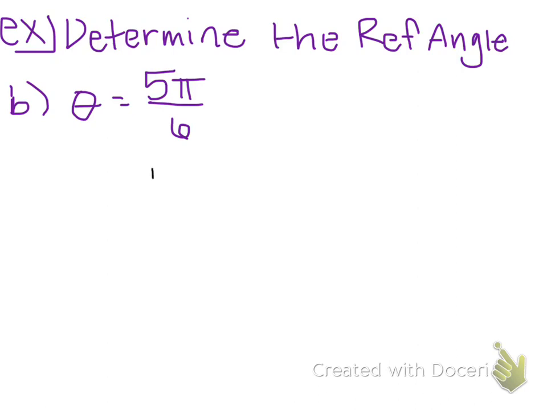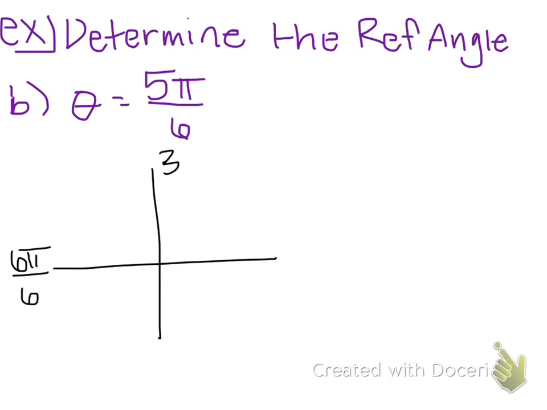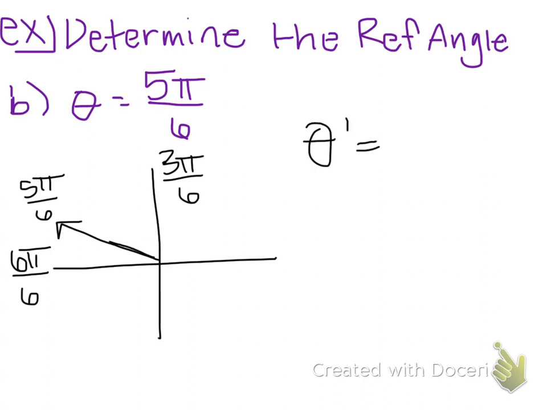Letter B. Again, we're going to graph it, so remember, graphing angles, this would be 6 pi over 6, which means up here would be the 3 pi over 6. So 5 pi over 6 would be falling closer to the x-axis. And if I'm just looking at it, the distance between this reference angle here and the x-axis would be a positive 1 pi over 6.